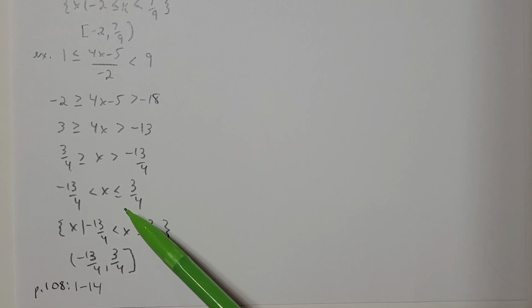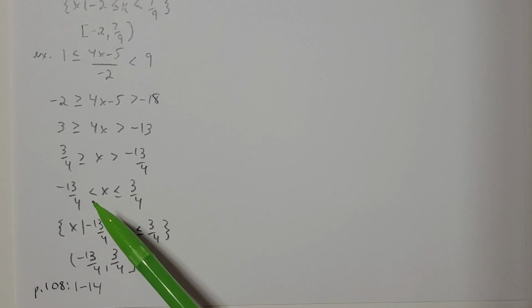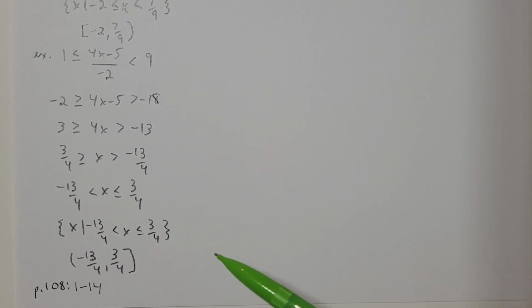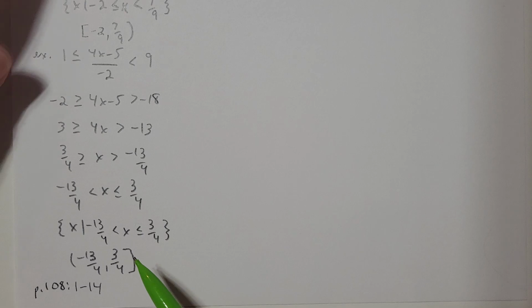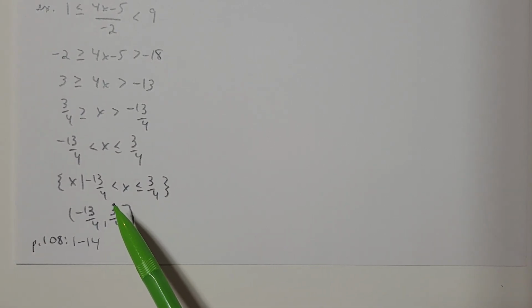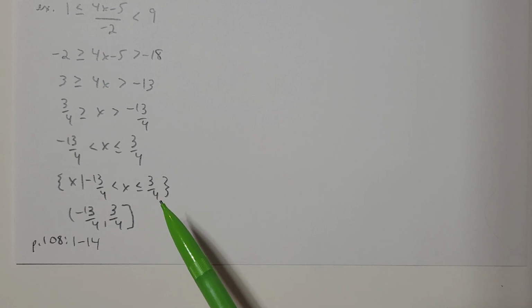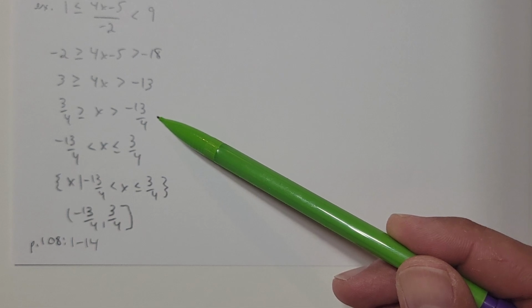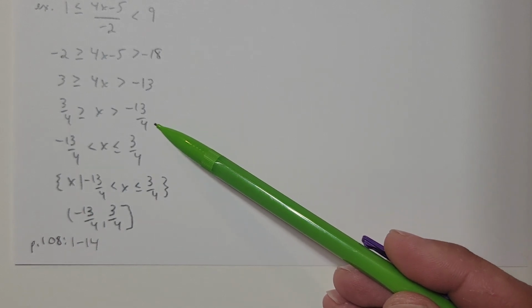I don't need to write it like that. It's just usually when you look at a mathematical expression, usually you'll see the smaller numbers first and the bigger numbers second as you read it left to right. So my answer has to be written as a set or as an interval. So as a set, I'd say the set of all x such that x is greater than -13/4 and less than or equal to 3/4. Now, if I wanted to, I could say the set of all x such that 3/4 greater than or equal to x greater than -13/4. That's the same thing, okay?